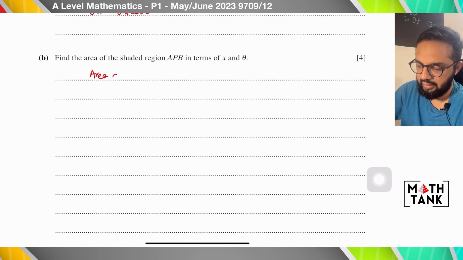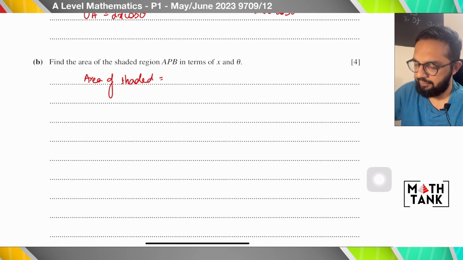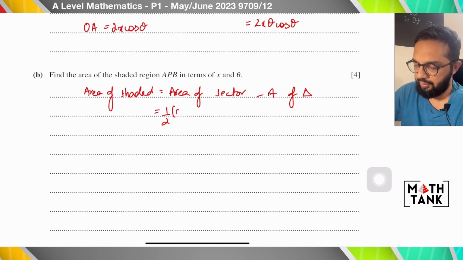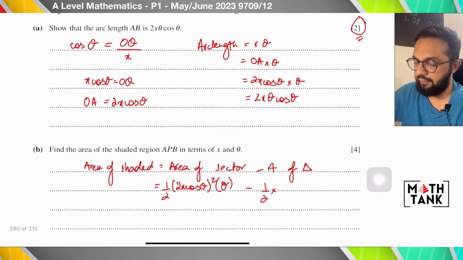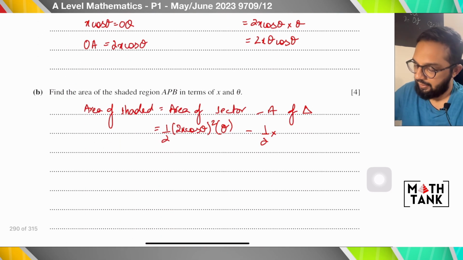So the area of the shaded region is basically the area of the sector minus the area of the triangle. For the area of the sector, I'm going to say half r squared. R was OA, so that's 2x cos theta squared, and theta is theta. And for the triangle, I have half the base, which is OA, what I've indicated here. So that's 2x cos theta.